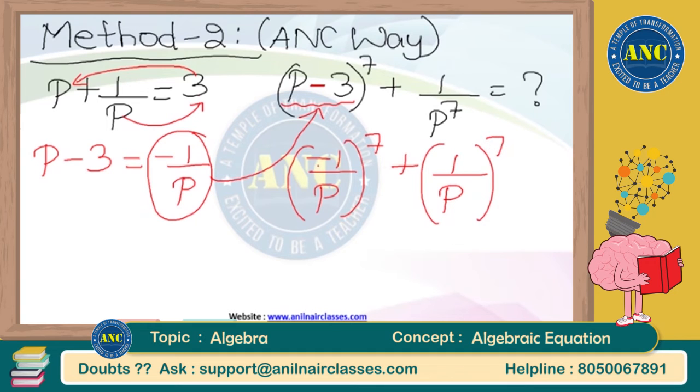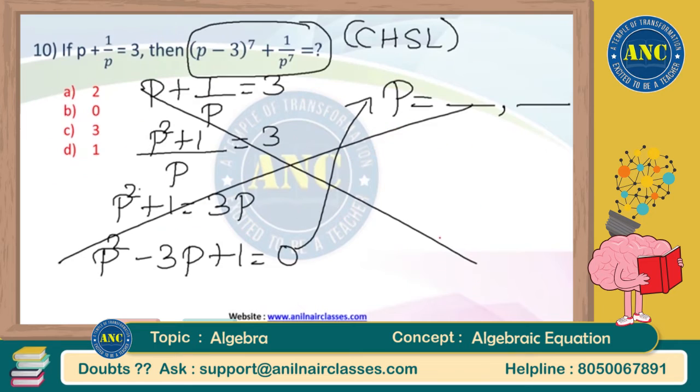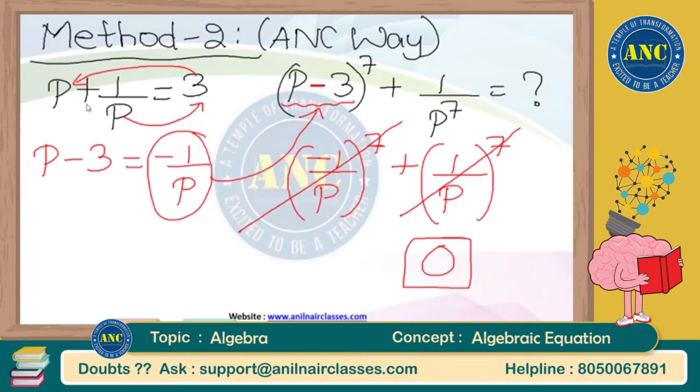Minus to the power of an odd number is minus. So this is negative 1 by p power 7, and this is positive 1 by p power 7. It cancels out to give you the value beautifully as 0. What a beautiful method, sir. What a beautiful method to be implemented. I hope you are understanding the method that needs to be implemented.